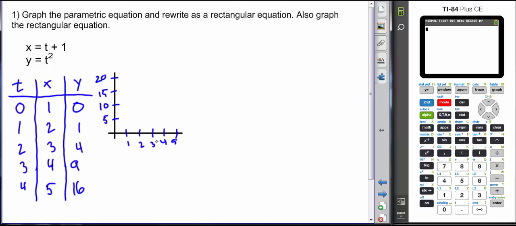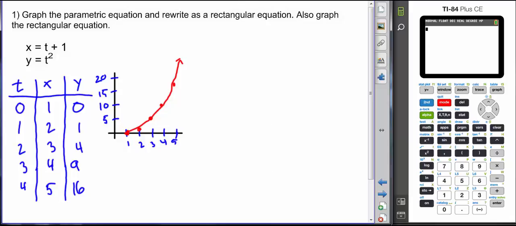All right, so let's plot our points. Again, we're not plotting t values, we're plotting x and y. So (1, 0), (2, 1), just kind of approximate these, (3, 4), (4, 9), and then (5, 16). And what I think you can see here is what we have going on is a parabolic graph. We've seen these many times before.